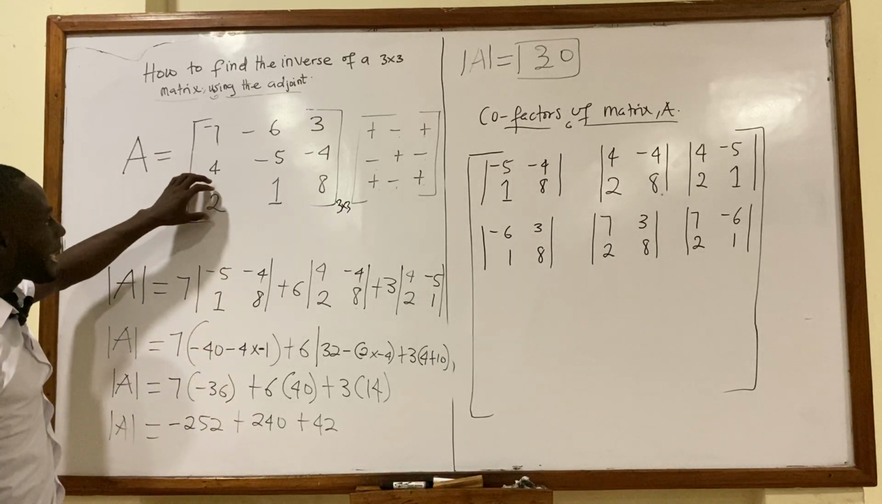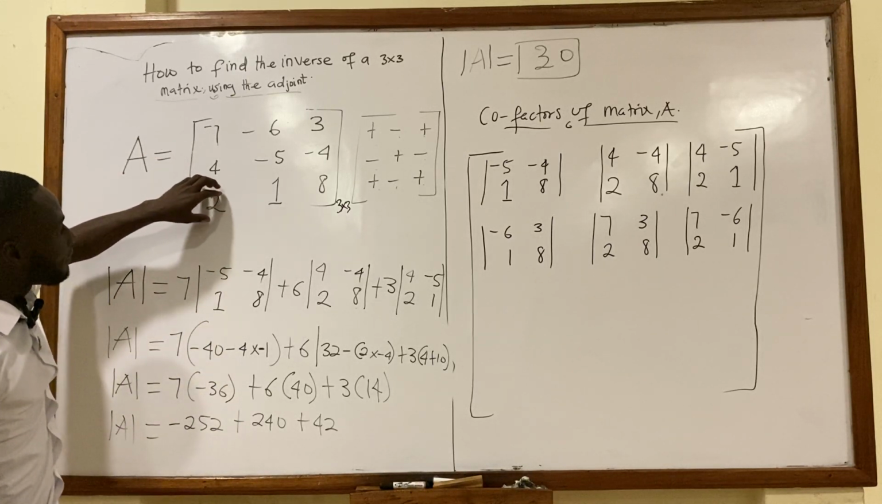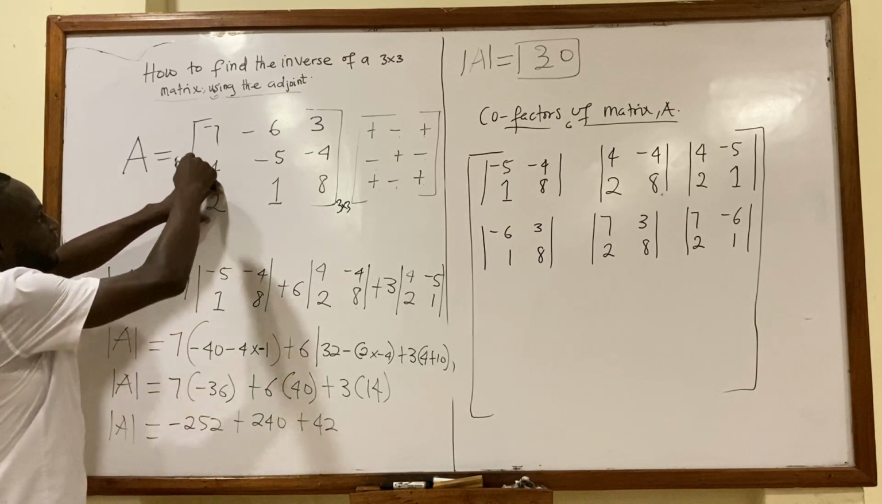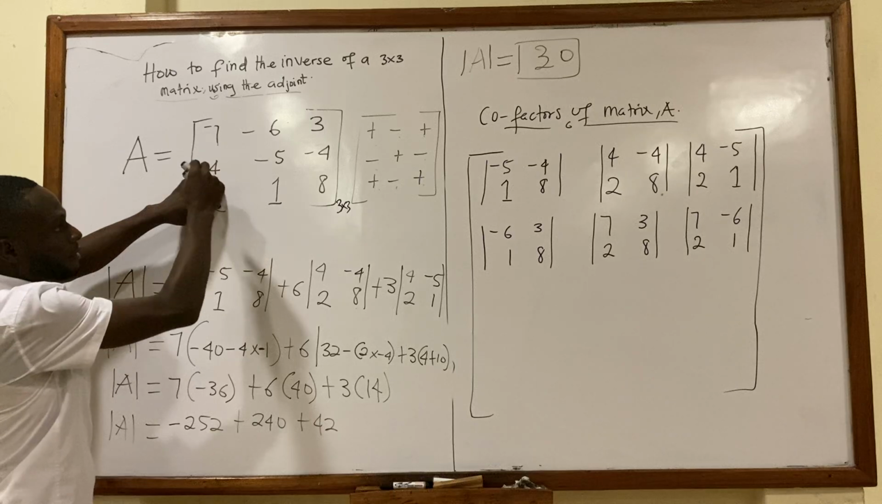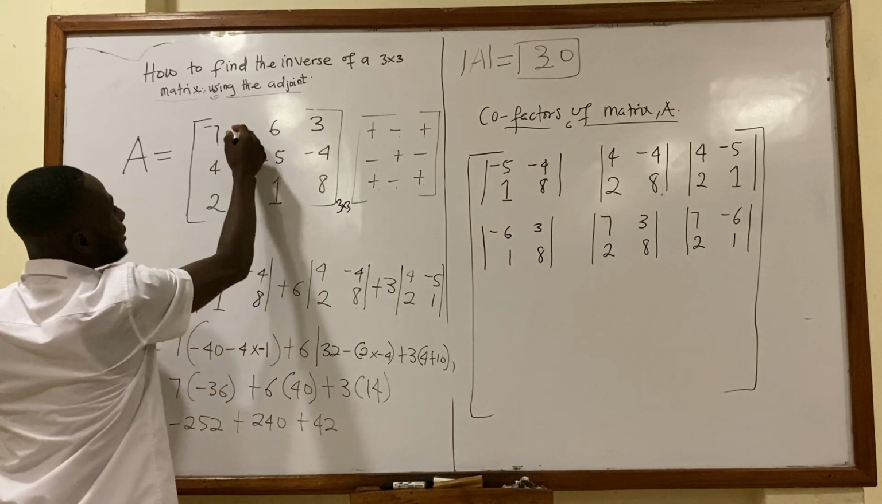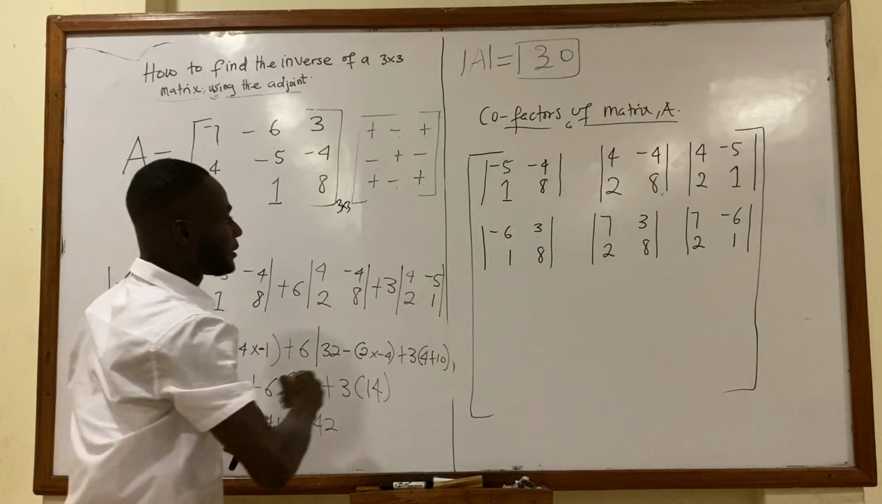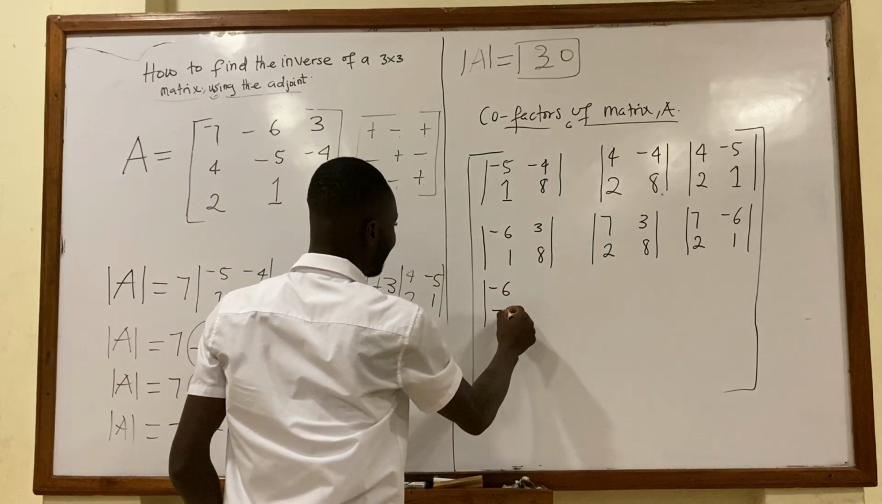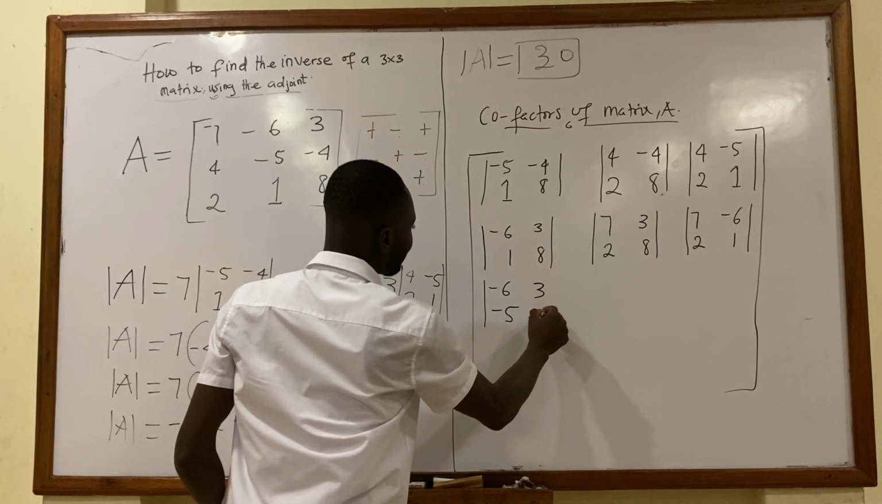Let's come to the last row. When we cover the first element on the last row, which is the 2, right? Then we avoid the element above it. We avoid the element on that row as well. So we have this element left, which is minus 6, minus 5, 3, and minus 4.